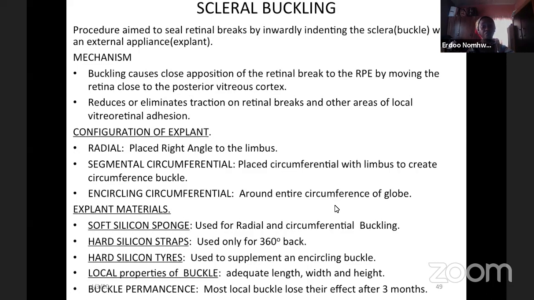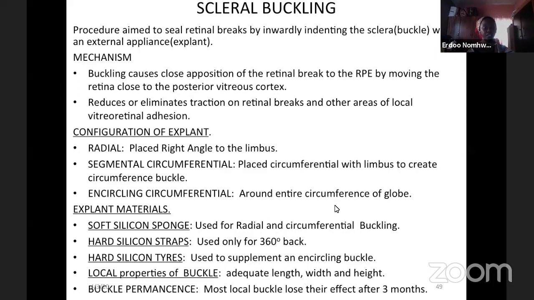There are different types of explants that are used depending on the retinal break you have. There's a radial explant, which is usually placed at right angle to the limbus. There's a segmental circumferential, which is placed circumferential with the limbus to create a circumferential buckle. Then there's the encircling circumferential that takes the entire circumference of the globe.